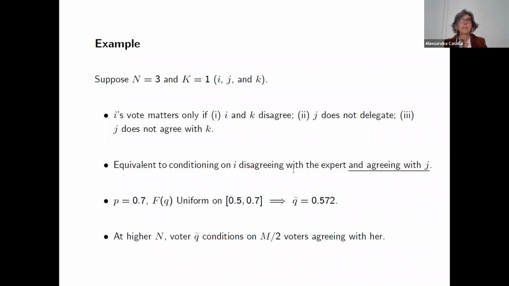When you look at the equilibrium condition, you have on one side the expert, on the other side the two non-experts. And this is what gives an extra weight to the information that the non-expert has, even though the precision is low. So if you use these parameters, and these are the parameters we will use in the experiment, P, the precision of the expert, is 0.7, and the distribution of the precision of the non-experts Q is uniform over 0.5 to 0.7, then the threshold is 0.572.